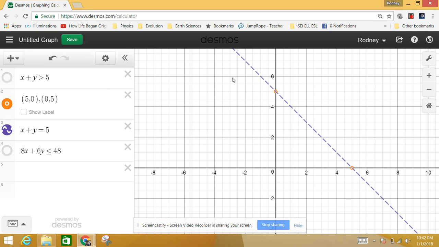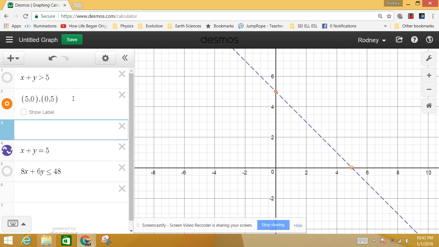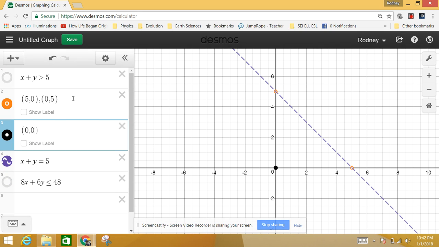And now we got to figure out which side would be allowed in that inequality. Well, we can use a test point. And the test point I'm going to choose is 0, 0, because that's the point I like to choose. Is that in the inequality? If 0 plus 0 is greater than 5, then 0, 0 would be on the shaded side. But 0 plus 0 is not greater than 5, so it is not part of the inequality. And in fact, the inequality gets shaded on the other side. And there it is. It's shaded on the other side.